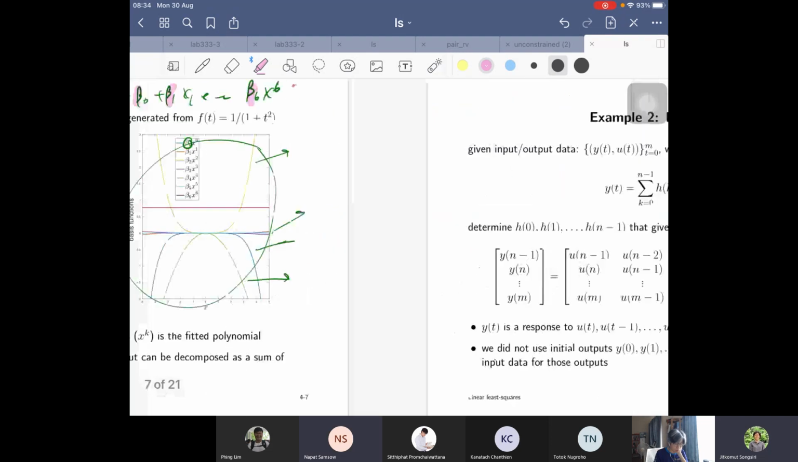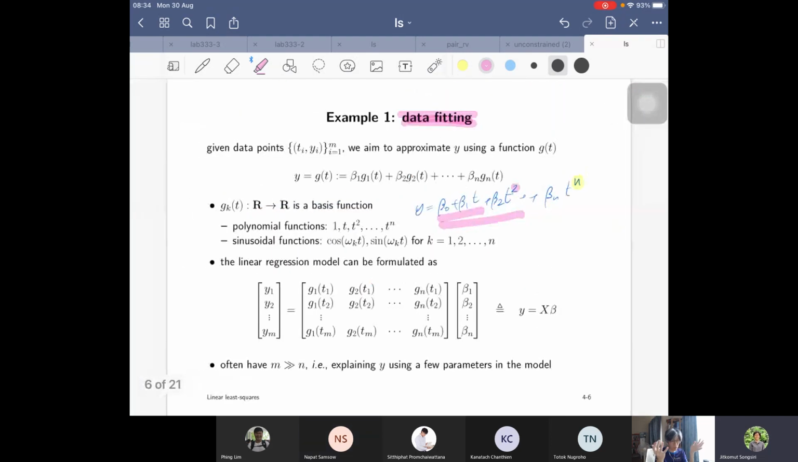Right. Data fitting is a category of estimation problem. It's broader than linear least square. All right, it's a problem of fitting a function to data points. Okay, if you choose some functions, maybe it's not formulated as linear least square, but some can be, of course, using the linear least square framework.